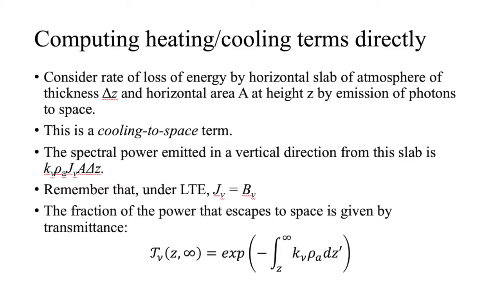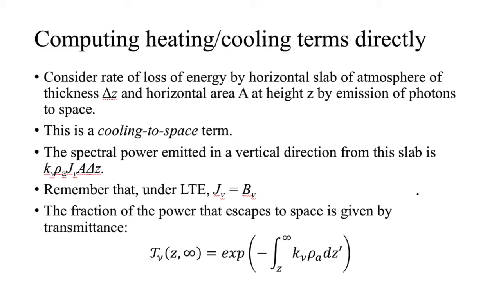But anyway, with this equation, we can then start to compute heating and cooling terms directly, right? In terms of the long wave radiation. Notice that in this case, we are assuming that these are photons that are emitted from the surface of the Earth. They're emitted upward, and this is essentially energy that is lost to space. Okay, and so these are cooling to space terms, if you will.